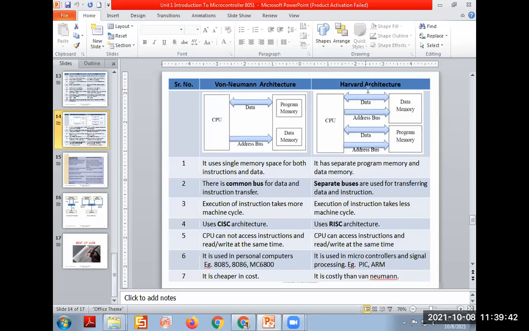But in case of Harvard architecture, we have separate data memory and separate program memory. Program memory means ROM, to which I am connecting a separate data bus. So it is called the program memory data bus, and this is the program memory address bus. And here the data memory data bus and the data memory address bus, meaning separate memories are there in case of Harvard architecture. Clear difference? That is the first difference, the definition and how it is classified.